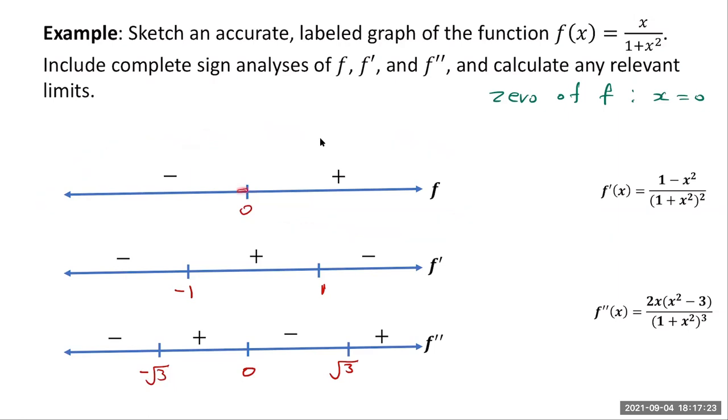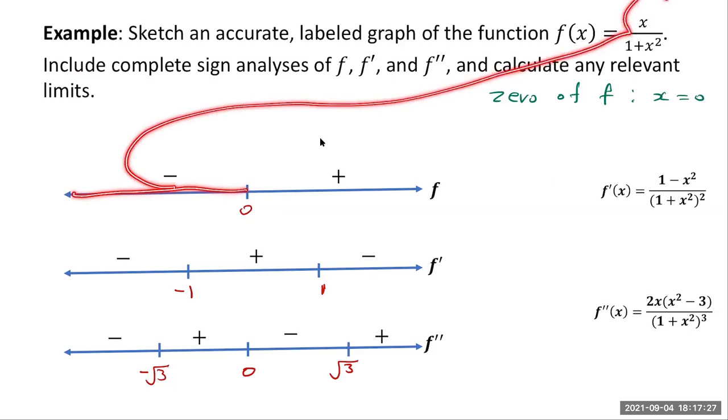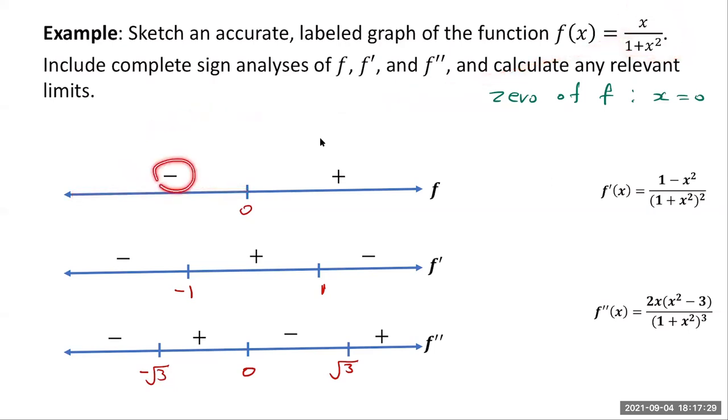I pick a number from this side and plug that number in my function. You will see that the function value is negative. If you plug in a number from this side in your function, you will see that your function value is positive. And then we can calculate the derivative. To construct the sign chart for the derivative, f prime of x is going to be 1 minus x squared divided by 1 plus x squared, whole thing squared. This is your f prime of x.